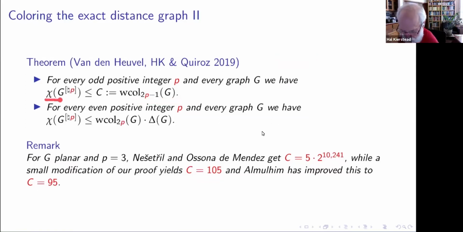So yeah, but anyway, for any graph G, the chromatic number of its distance p graph, for p odd, is bounded by not its weak 2 coloring number, not its weak p coloring number, but its weak 2p minus 1 coloring number. And yeah, my student knocked that back down to 95. Okay, so more examples.